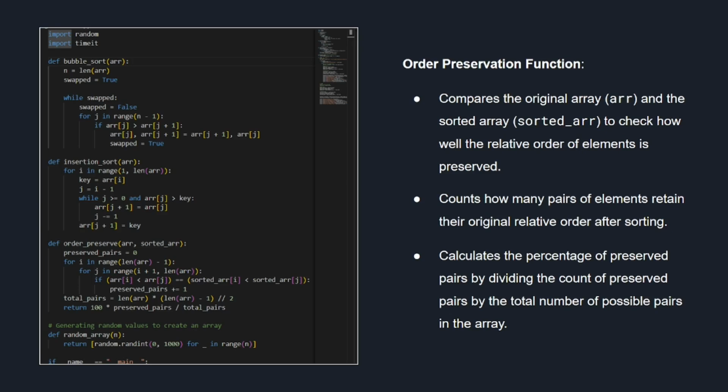In this function, we initialize a variable called preserved pair, which is equal to 0. Then we have a nested loop, which compares the unsorted element at index i, which is less than, to the unsorted element at index j. And if that is equal to the sorted array, then it adds to the preserved pair variable. Once the counting is done, it returns the value in percentage for both the algorithms.